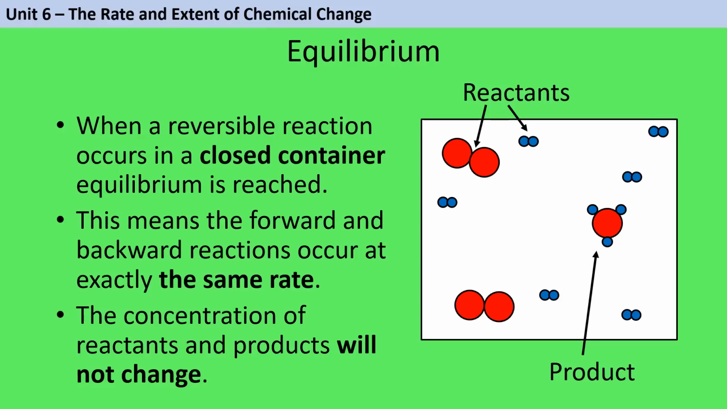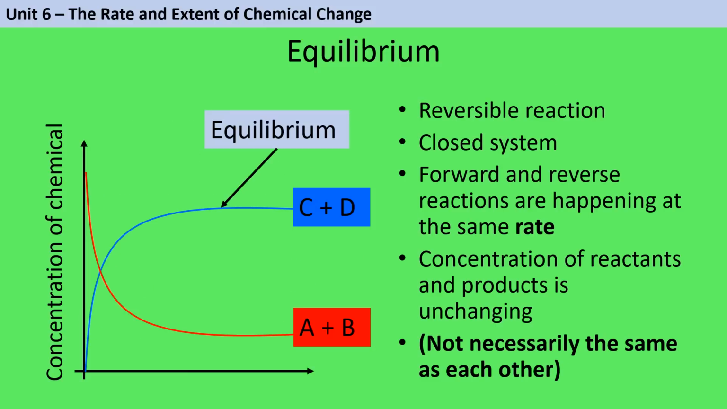When a reversible reaction happens in a closed system, it will eventually reach a point called equilibrium, and this means that the forward and backward reactions are happening at the same rate or the same speed as each other. When this happens, the concentration of the reactants and products will stop changing. Be careful though, this doesn't mean that the reactants and products are present at the same concentrations as each other, just that their concentrations have stopped changing. So if I was going to look at a graph of a reversible reaction reaching equilibrium, I could identify equilibrium as the point where the graph completely flattens out.